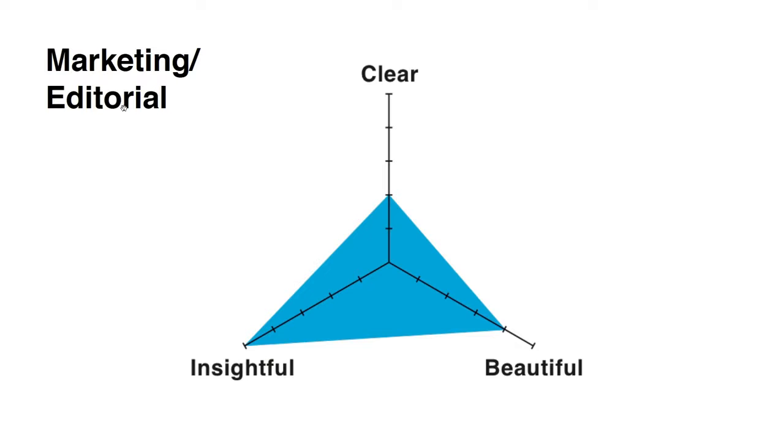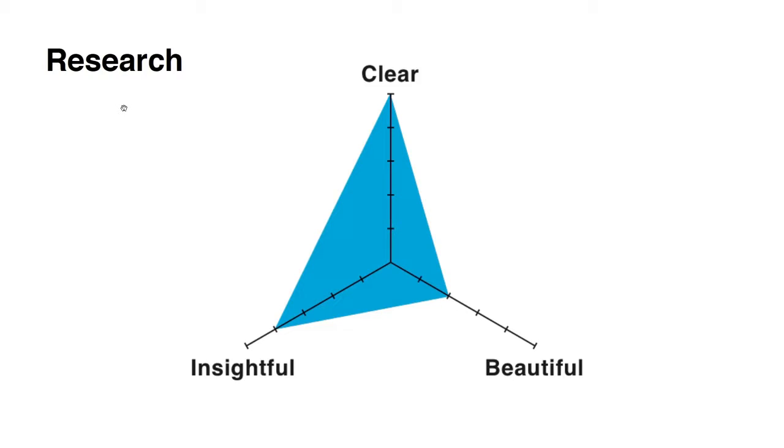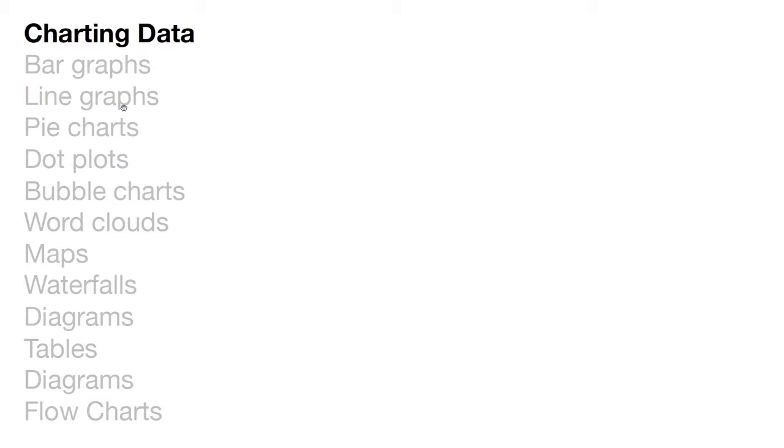Now, the focus of each of these three metrics will vary by the intended use. So in the marketing or editorial space, when you talk about infographics, it's more relevant to be insightful, targeted to your audience, and beautiful. Whereas in the research space, at least from my perspective, it's more important to be clear and accurate and insightful. The beauty part tends to fall by the wayside at times. That's our job.